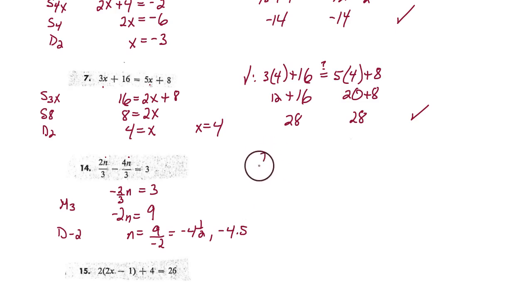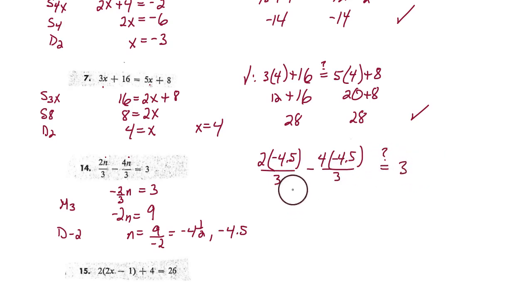Let's check our answer. Two times negative 4.5 is negative 9, and negative 9 divided by 3 is negative 3. Negative 4 times negative 4.5 makes 18, and 18 divided by 3 makes positive 6. Negative 3 plus 6 is equal to 3. This checks.